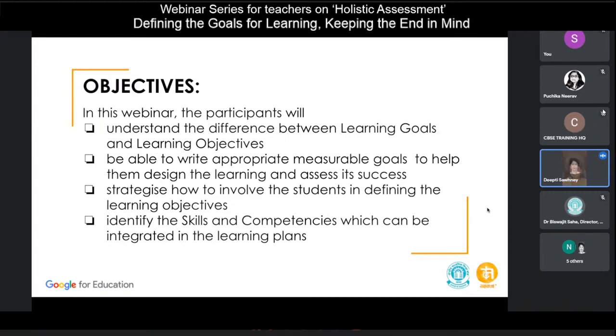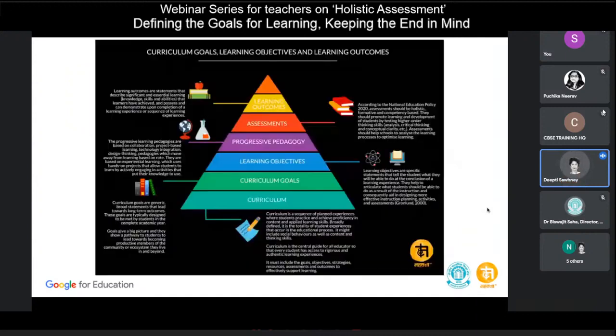So hence, holistic assessments. If you look at this figure that was created after we had a lot of discussions on what assessment should look like, or rather what learning looks like, we are looking at the curriculum goals. We are looking at the learning objectives and the learning outcomes.